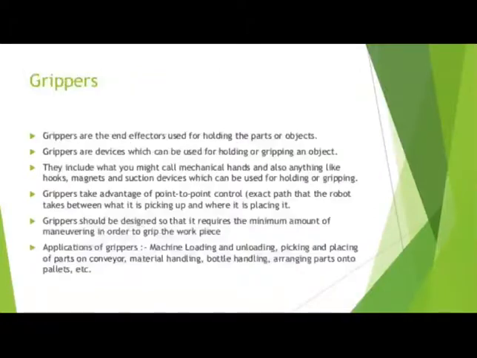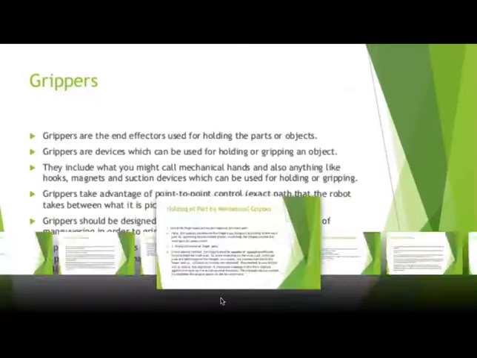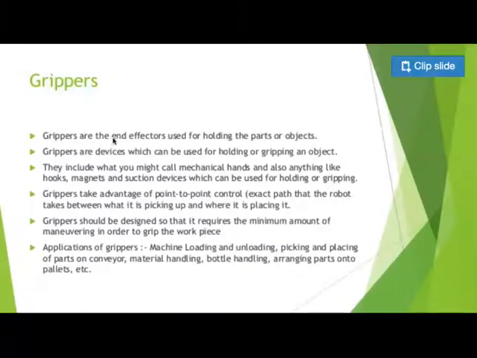Grippers are the end effectors used for handling parts or objects. Grippers are devices which can be used for holding or gripping an object, and they include what you might call mechanical hands, and also anything like hooks, magnets and suction devices which can be used for holding or gripping.